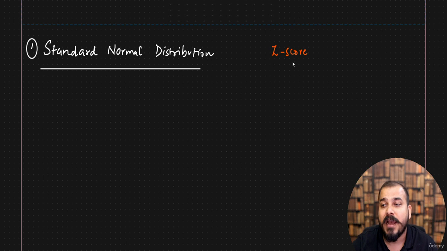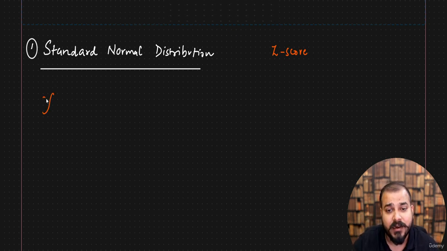z-score. With the help of z-score, we can identify how many standard deviations any value is away from the mean, right? I will show you the entire formula, the working, everything. But first of all, let's understand what exactly is standard normal distribution.